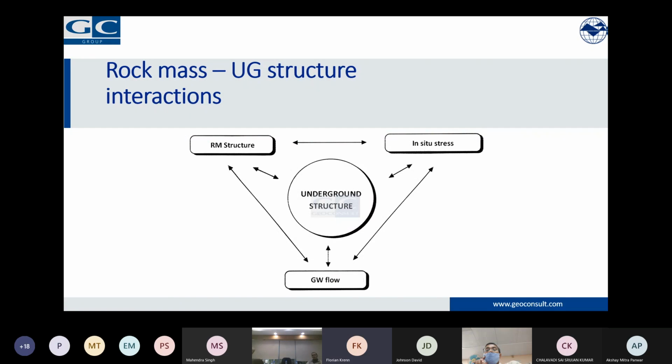And that brings me to what we look at in tunnel design. We have our underground structure, which may have different sizes. We have our rock mass structure, we have our in situ stresses, and we have our groundwater. So these 3 boundary conditions plus the newly built structure are interacting in many ways.